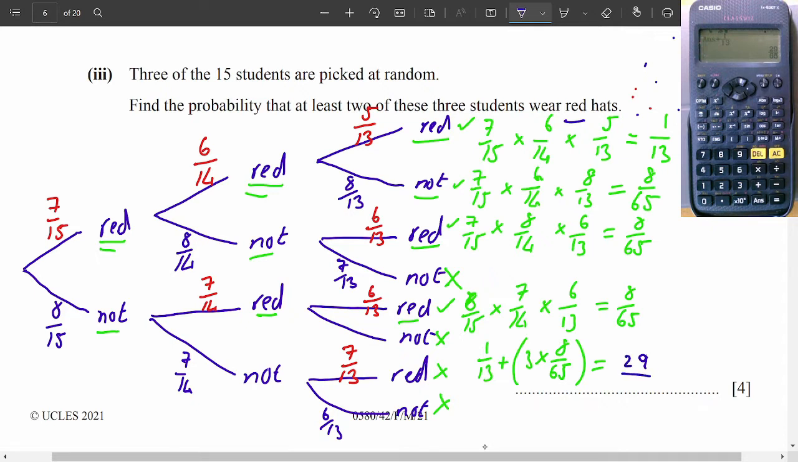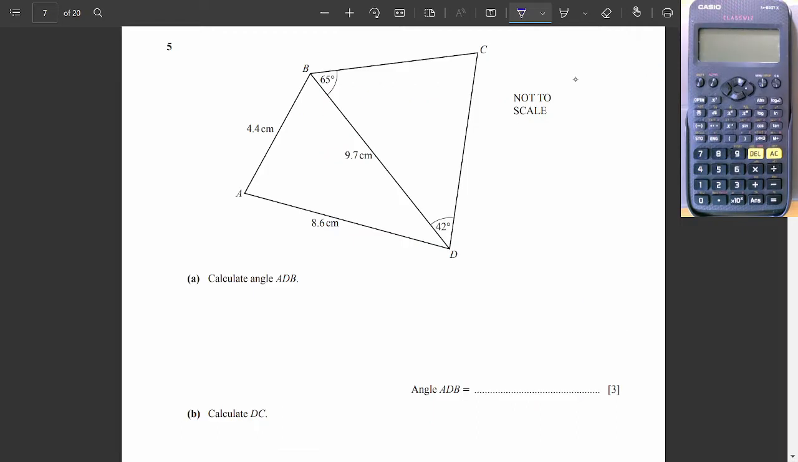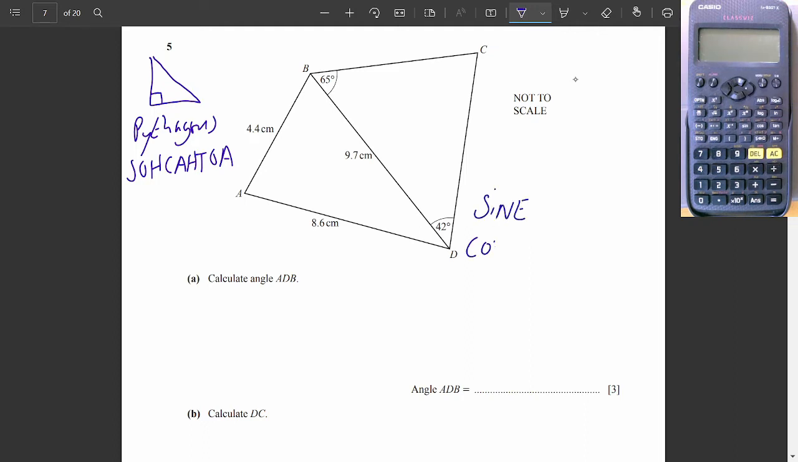29 out of 65. Question 5. Triangles. The moment we see triangles, we know we're going to use trigonometry. Now, with right angle triangles, it is Pythagoras or SOHCAHTOA. But as we can see here there are no right angle triangles, so we need to go with the sine or the cosine rule.